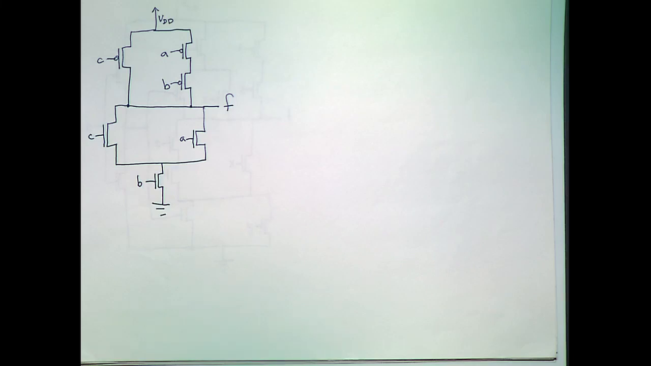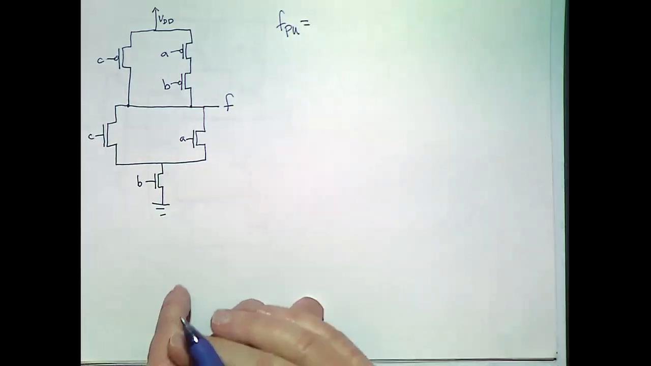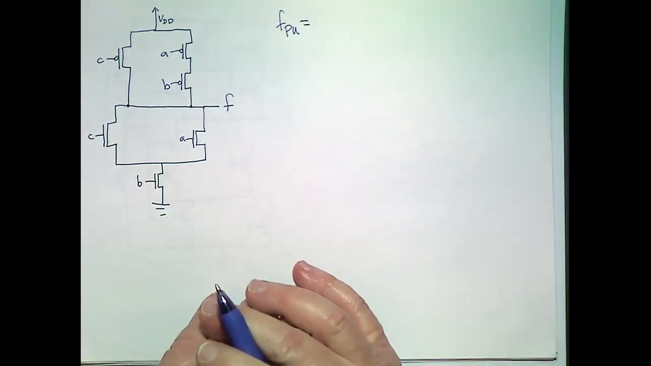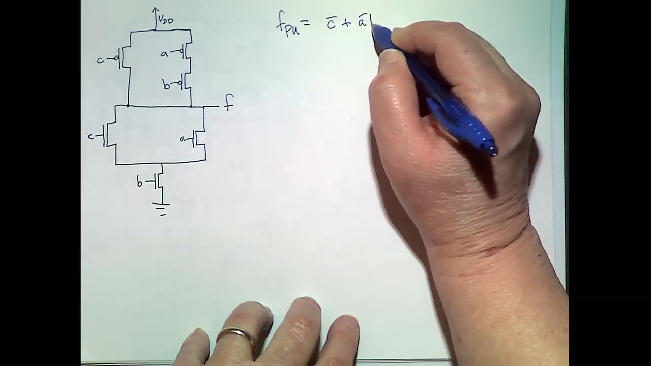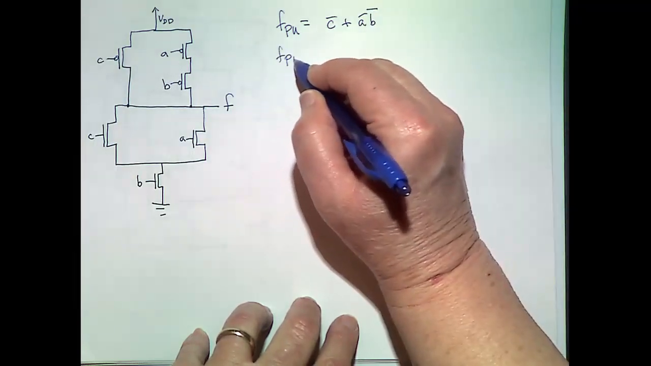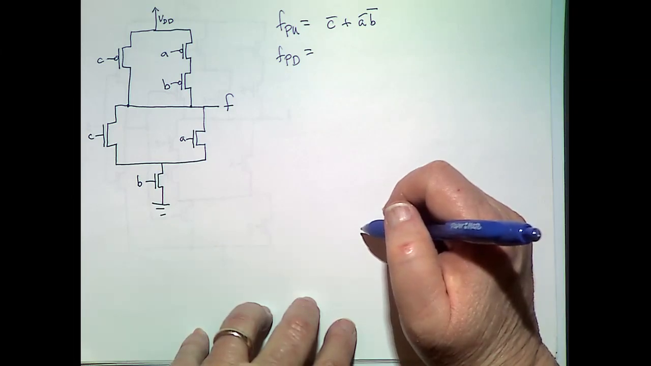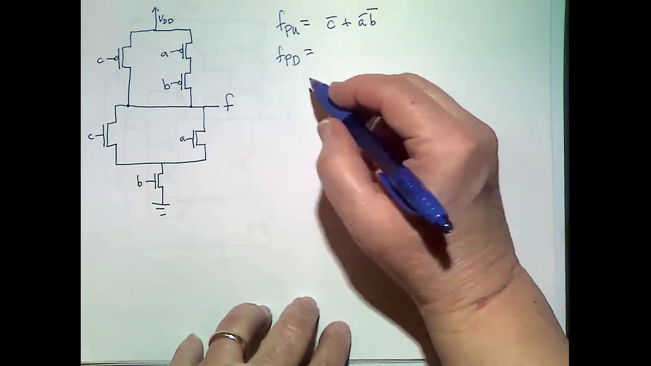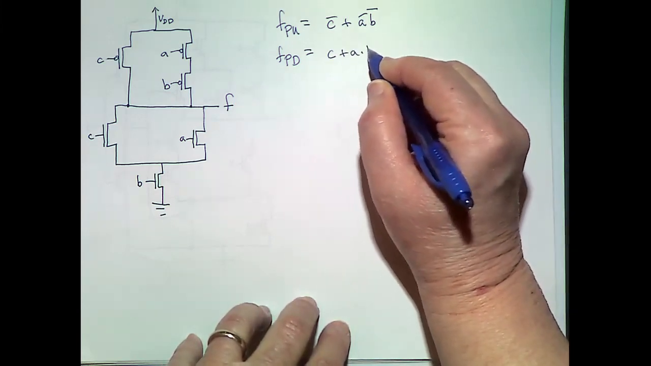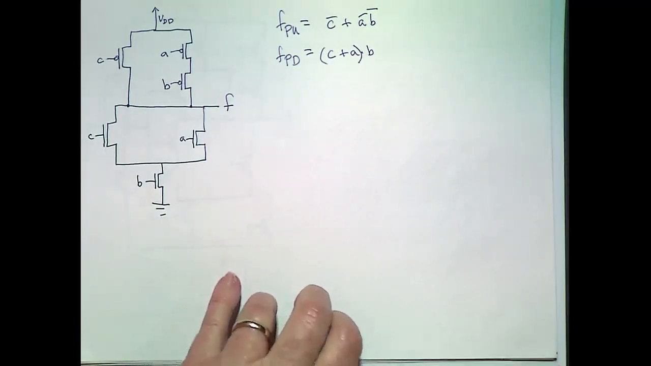Okay, what about this one? What's my pull-up? Yes. Not C or not A and not B. Okay. And the pull down.